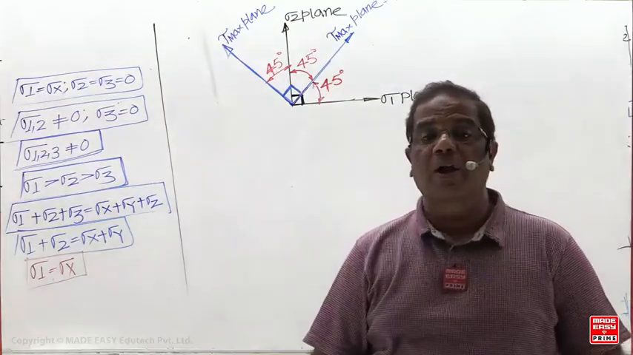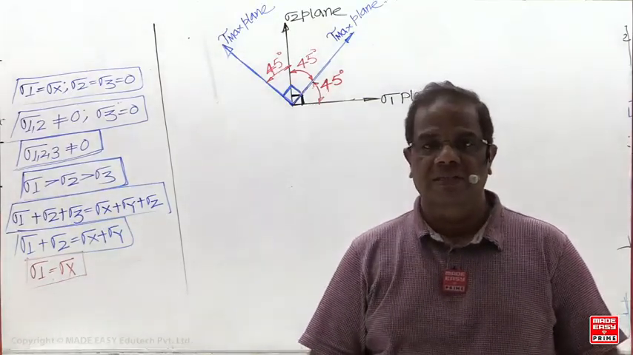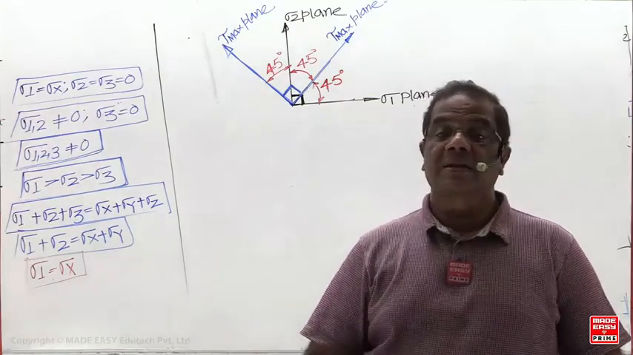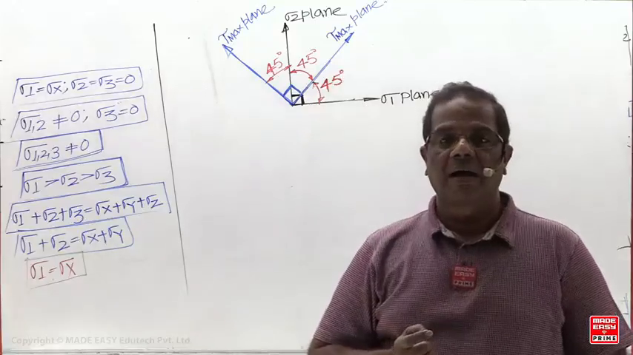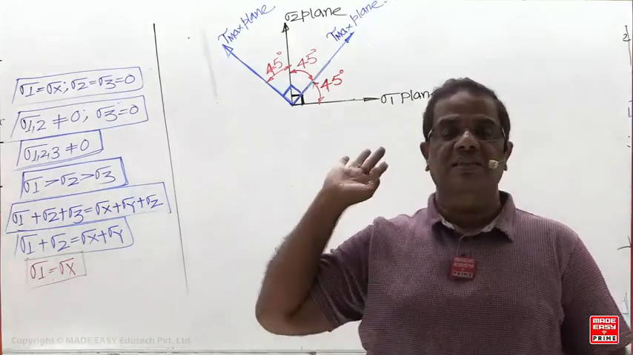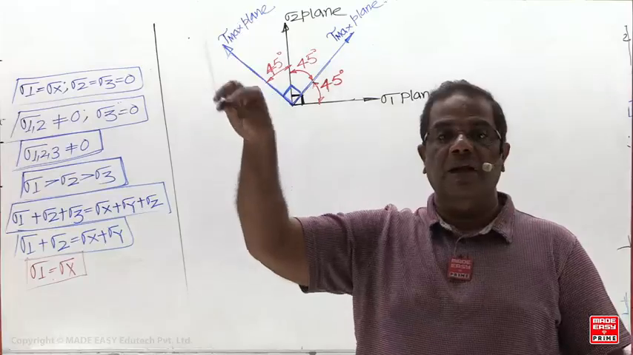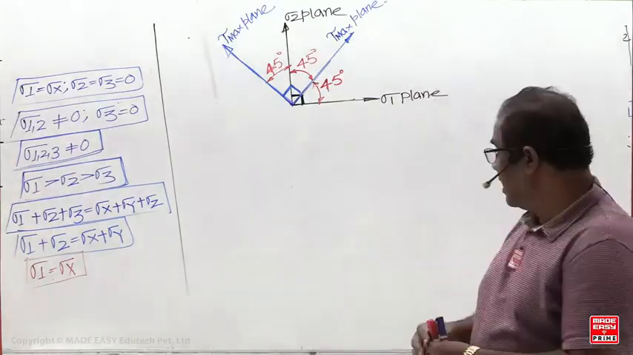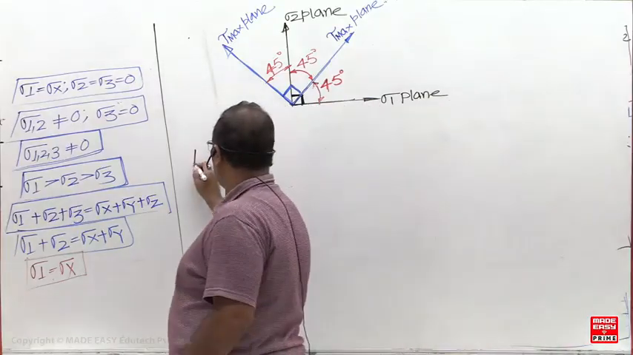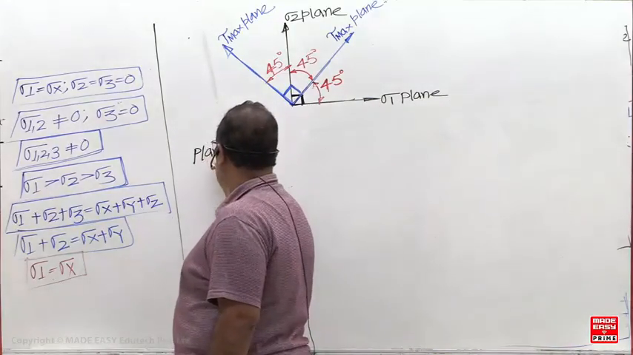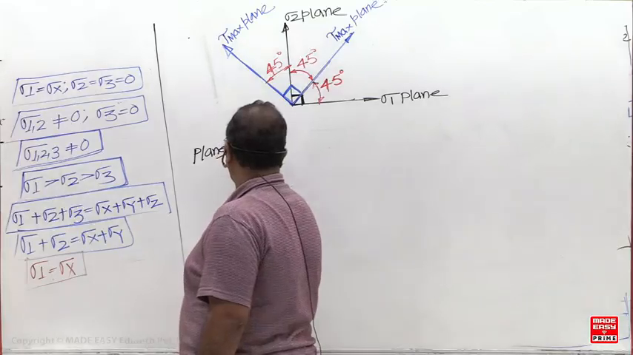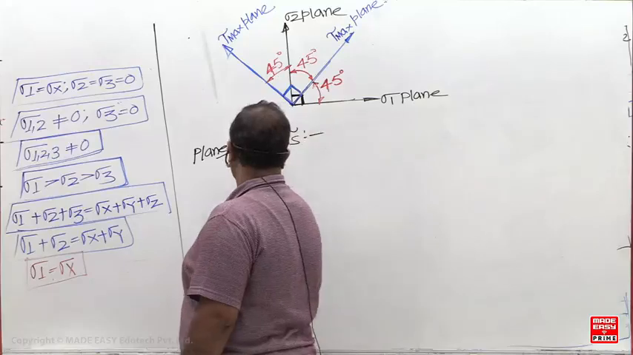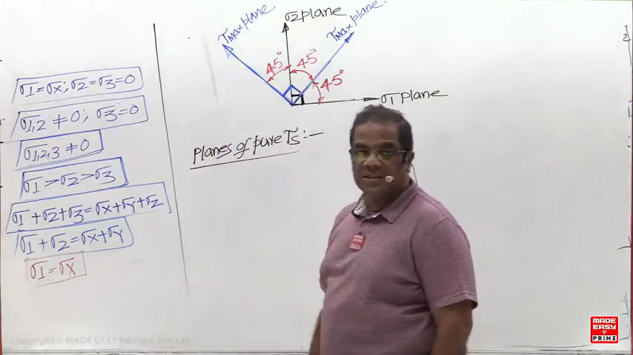But tau max planes cannot always be called planes of pure shear stress, because on that plane normal stress may or may not be 0. But at a particular value of theta, only shear stress will be there, meaning normal stress is 0. Those planes are called planes of pure shear stress.